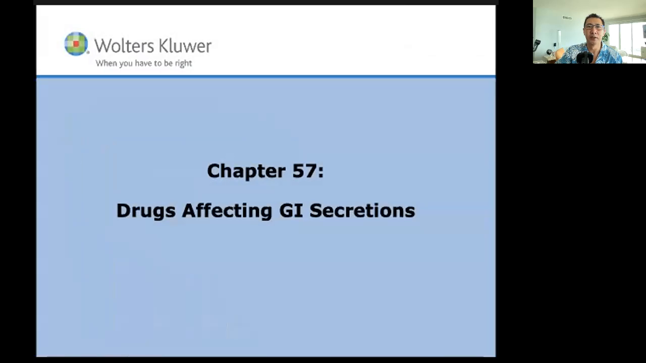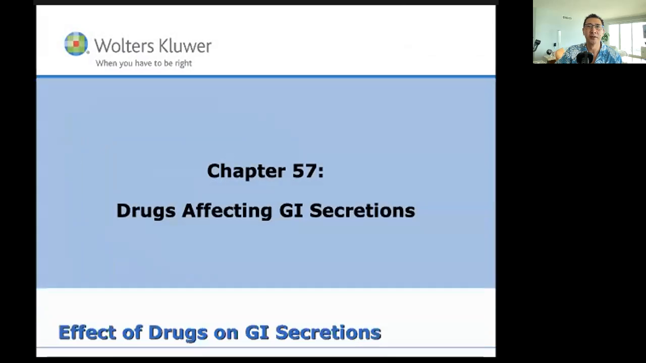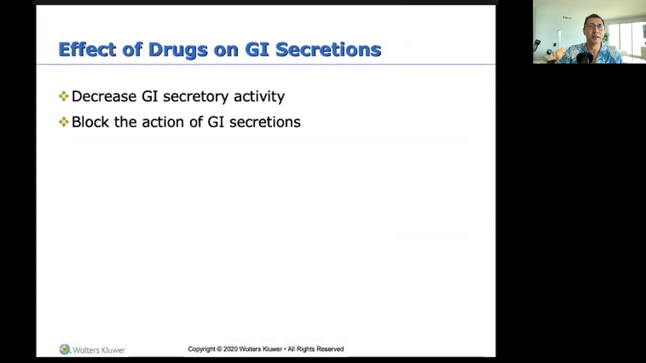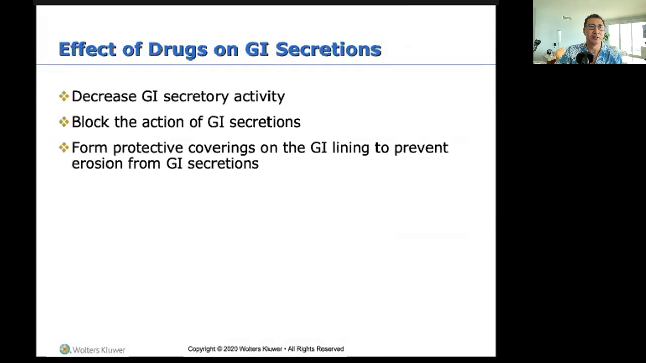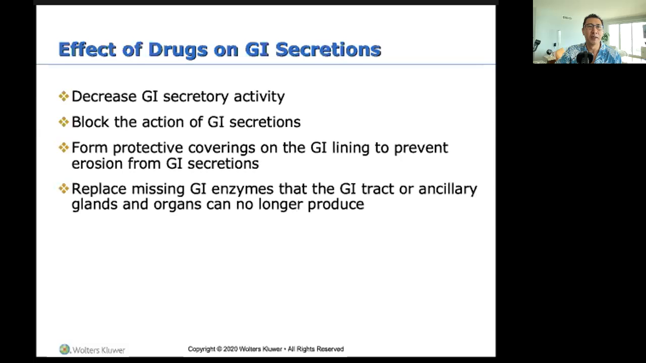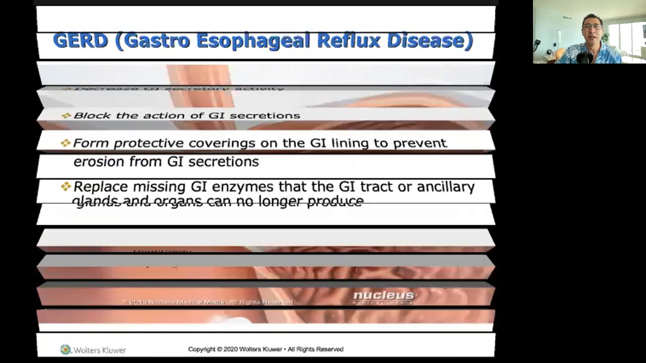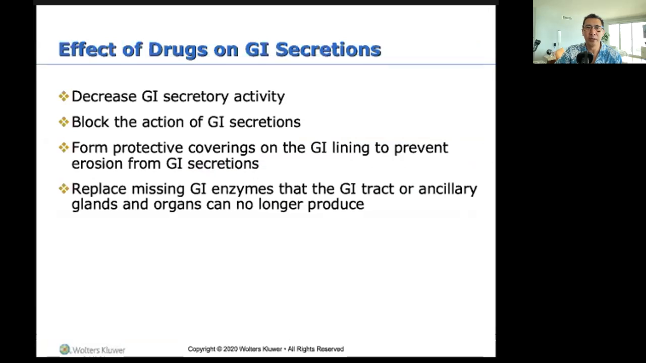All right, let's talk about drugs. Drugs affecting the GI secretions. So how does it work? They work in different ways. Decrease GI secretions activity. They block the action of the secretions, protect the coverings, the lining of the GI from secretions, replace missing enzymes. And two of the main culprits for these medications are GERD and PUD.